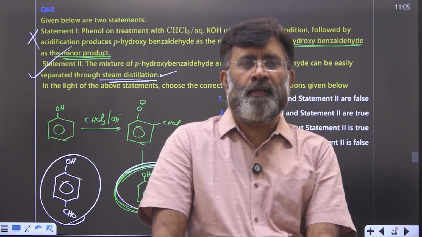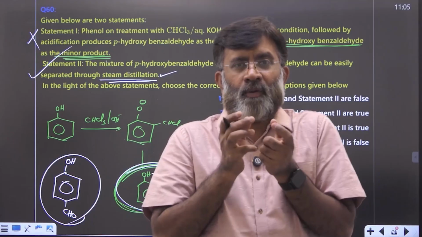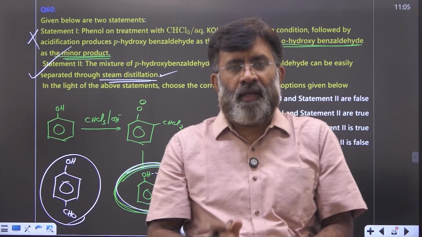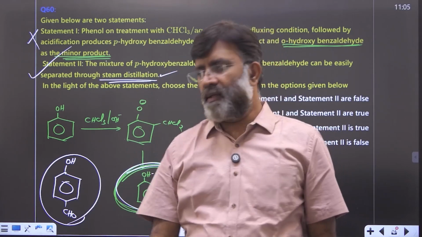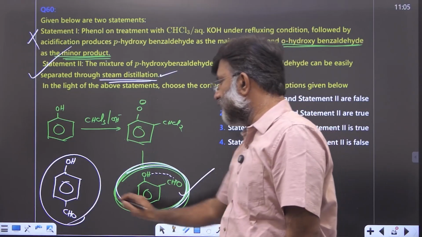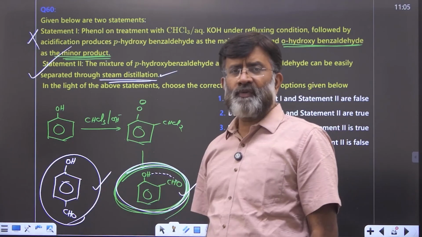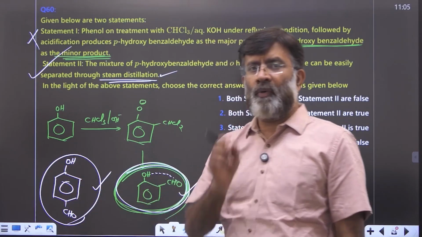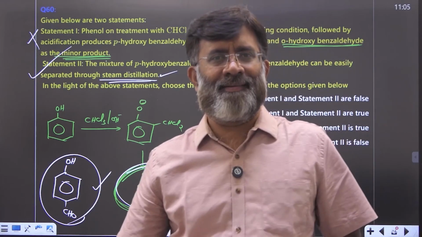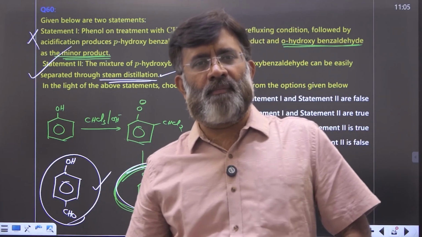So what? The intermolecular attraction decreases. It becomes more volatile. This is more volatile and this is less volatile. This is less volatile because here you have intermolecular hydrogen bonding. So both the molecules have hydrogen bonding.